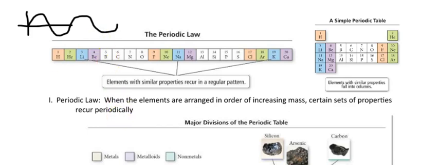It says when the elements are arranged according to increasing mass, certain sets of properties recur periodically. They repeat. That's the whole idea. So what can we say? Lithium and sodium and potassium, they're all in the blues. They all have very, very similar properties. We call them the alkali metals, which are extremely reactive. The ones in the purple are beryllium, magnesium, and calcium. We notice there's something very similar about their properties.